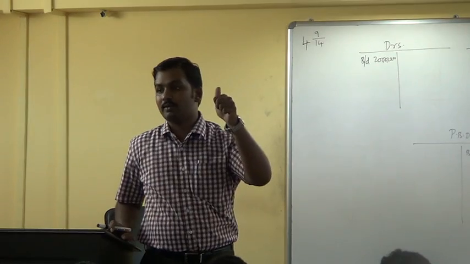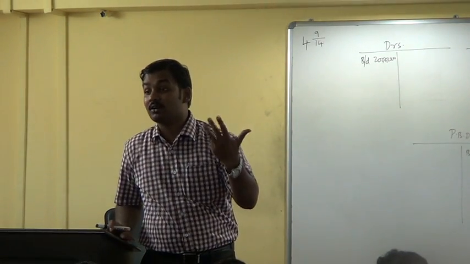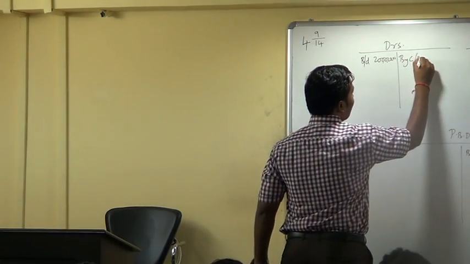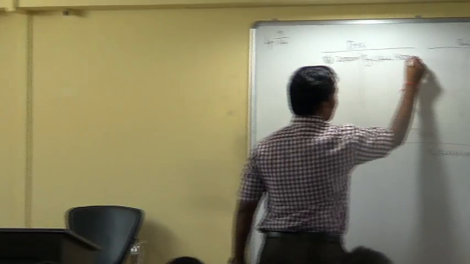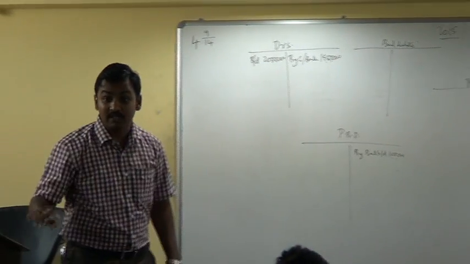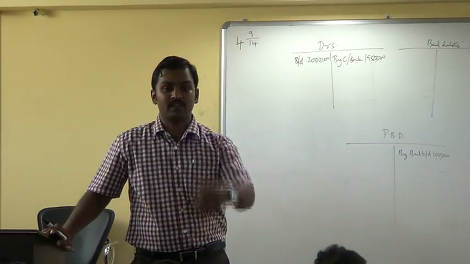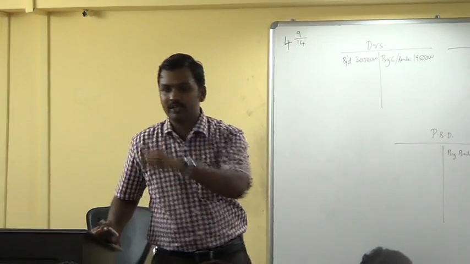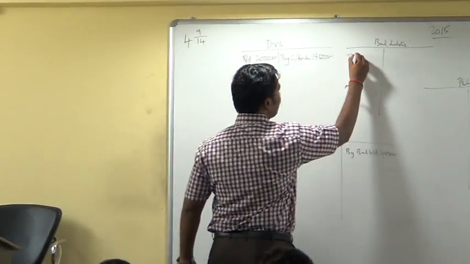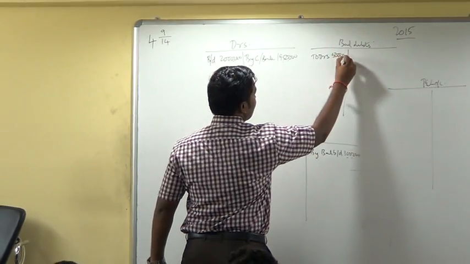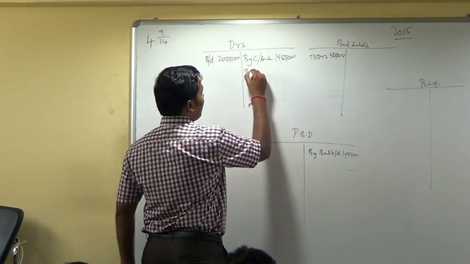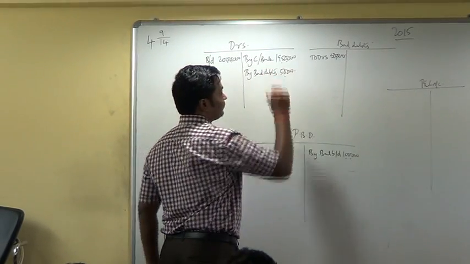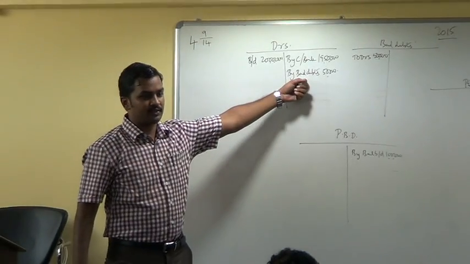Two entries you have to pass. Cash or bank account are to debtors. Bad debts account are to debtors. So cash or bank account are to debtors. By cash or bank. We have collected how much? 19 lakh 50,000. How much we are not able to collect? 50,000. What is the entry you have to pass for that? Bad debts account debtor to debtors account. Bad debts account will be debited to debtors 50,000. And here you write by bad debts. By bad debts 50,000.